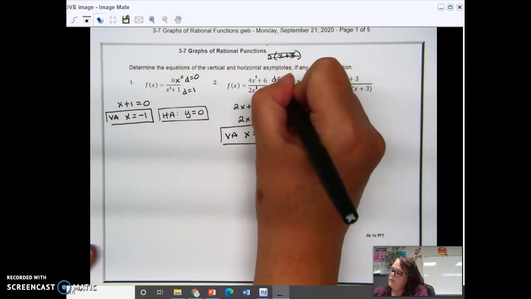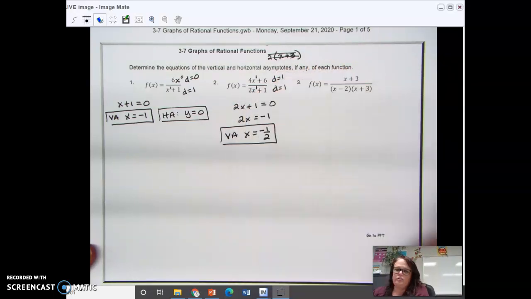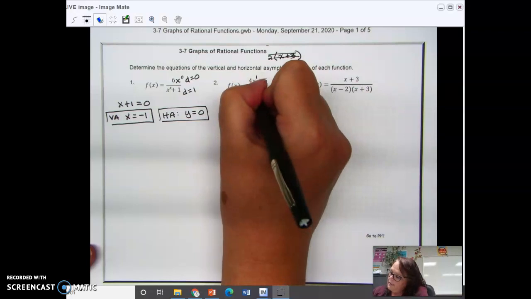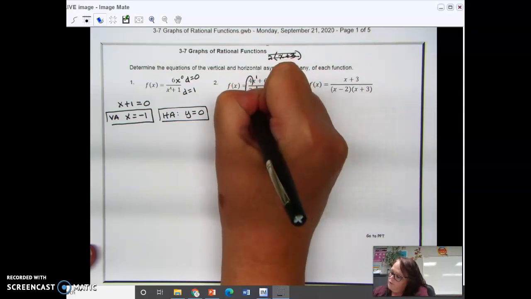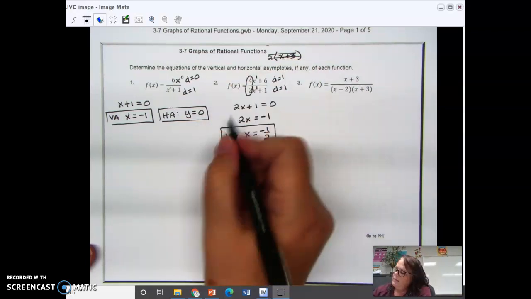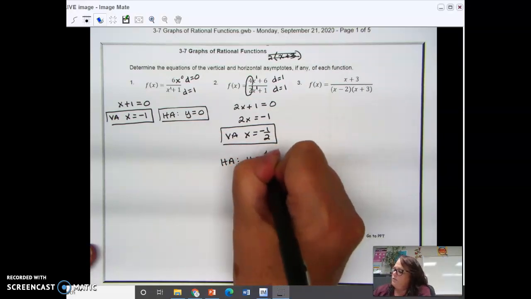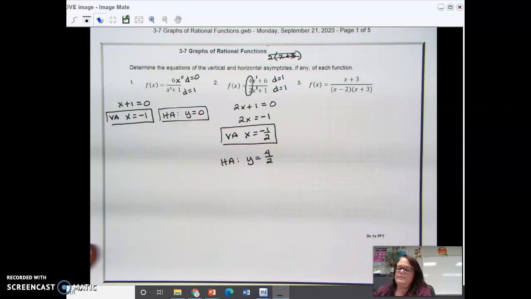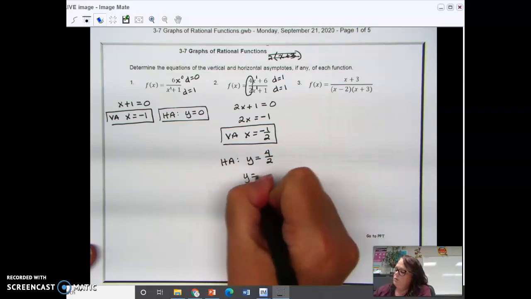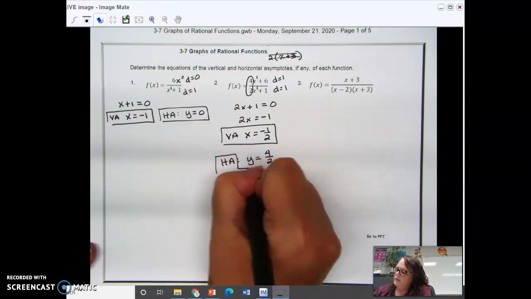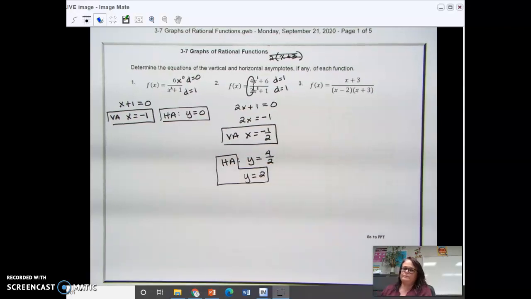Okay, so then my horizontal asymptote, each of my x's has a degree of 1. So since the degree of the numerator is the same as the degree of the denominator, we're going to take the ratio of the leading coefficients. So that means that my horizontal asymptote is going to be the line y is equal to 4 over 2. And since 4 over 2 is equal to 2, my horizontal asymptote is at y is equal to 2.